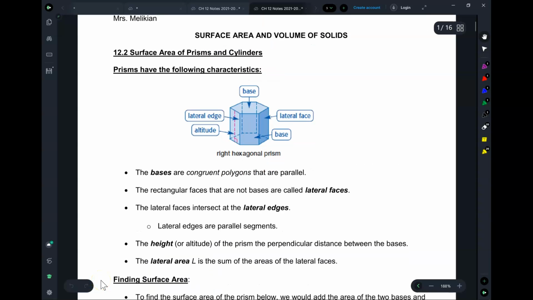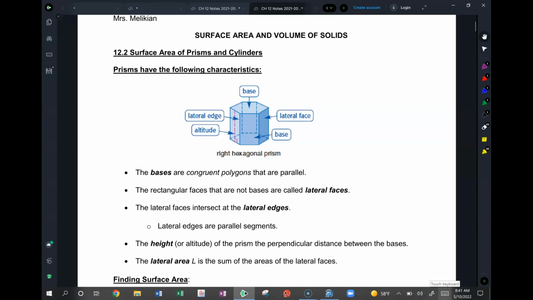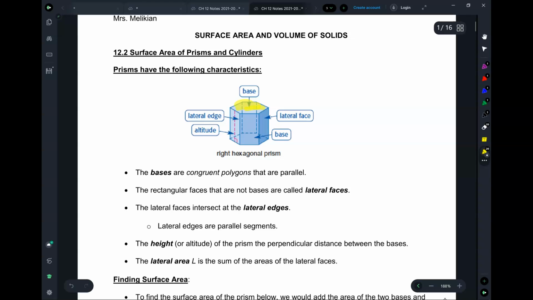So this is another example of a prism, and you can see how the top and the bottom here are two surfaces that are identical and parallel, right? Identical and parallel. So whenever you have to find or identify a base of a prism, you look for two surfaces that are identical and parallel, right? So here, this top is the base and this bottom is also a base.